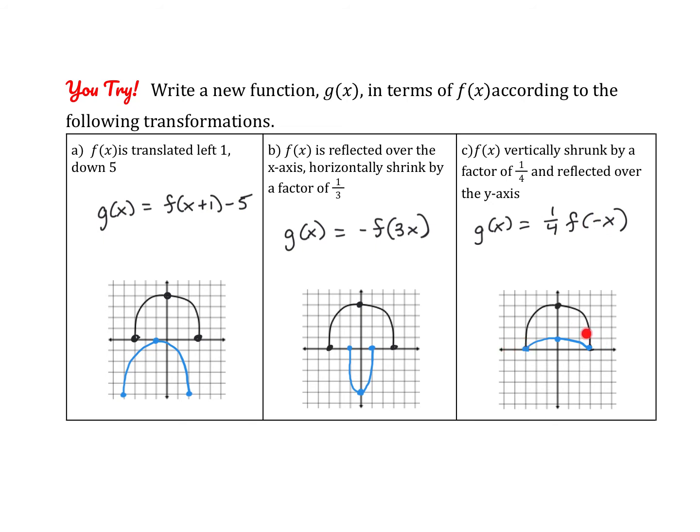This actually doesn't affect our graph because it's symmetrical about the y-axis, but the vertical shrink does affect our graph, so you can see that instead of being at 0,4, I'm at 0,1.